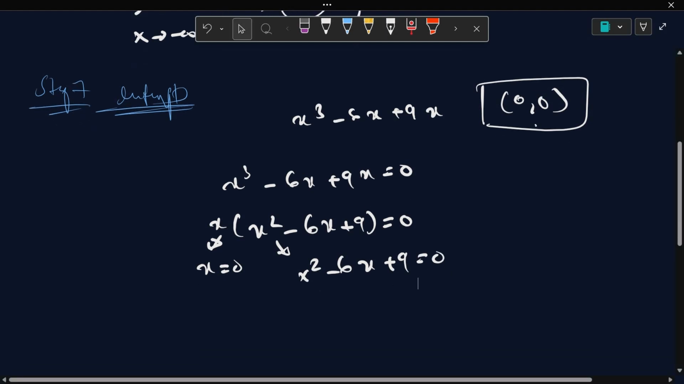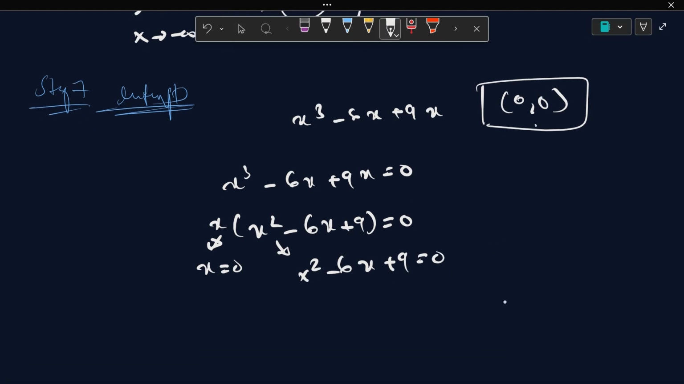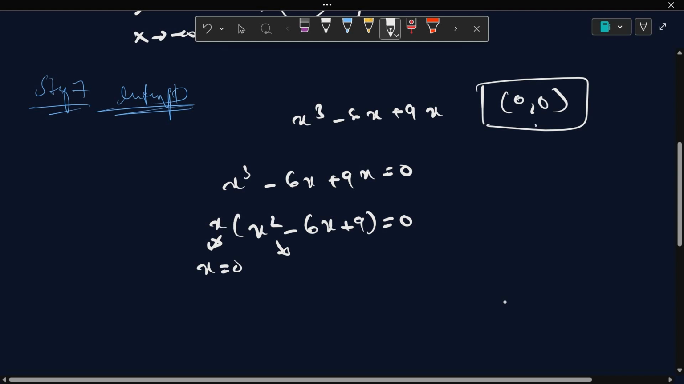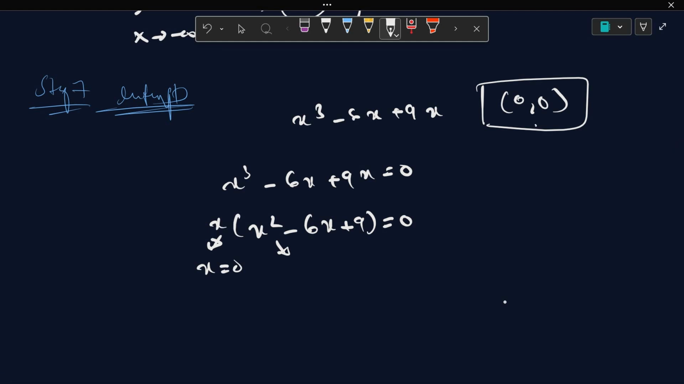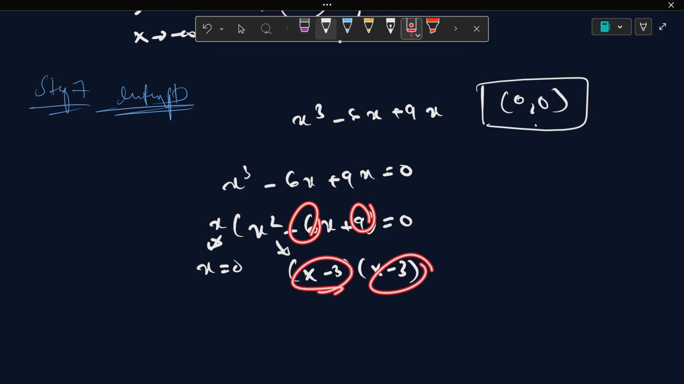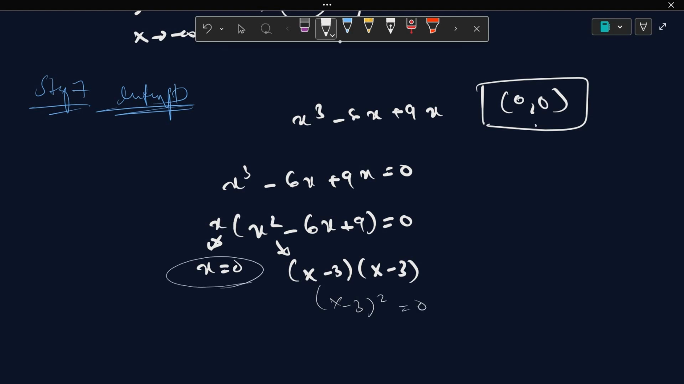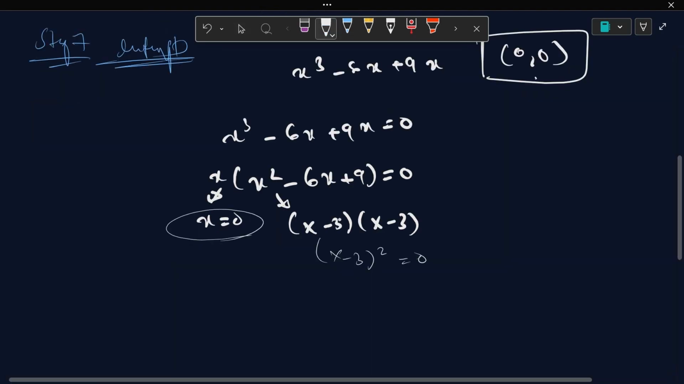So I basically have to factor this equation that you guys see, and that is basically (x minus 3)(x minus 3). Because I have to figure out two numbers such that if you multiply them you get 9, and if you add them you get negative 6. Those two numbers are negative 3 and negative 3, so you basically get this. That is equivalent to (x minus 3) squared equals 0. So your first point is x equals 0, and the second one is x minus 3 equals 0, so that means x equals 3.